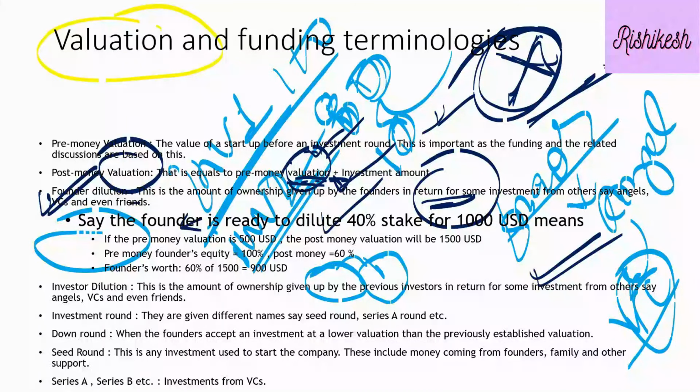Seed round. What do you mean by seed round? It means that this is any investment used to start the company. These include money coming from founders, family, or other support. So seed round is the initial thing. You don't formally go to the market, you don't formally go to the professionals to raise money. You use your friends, your family, other support members, to raise an amount so as to start a business. Now, Series A, Series B, as I told you earlier, once you enter into the VC round, your investment rounds start to be called Series A, Series B, Series C, etc.